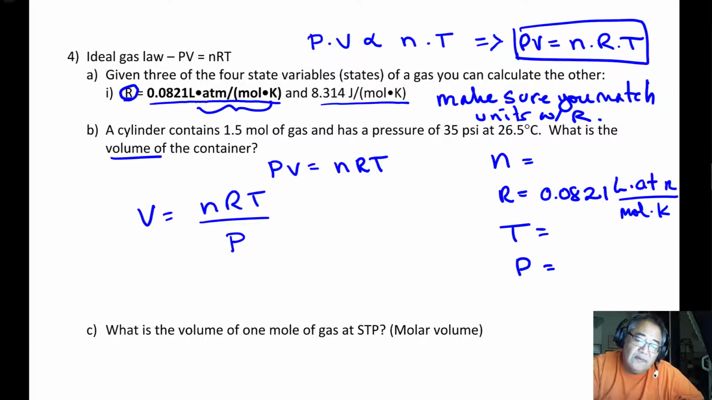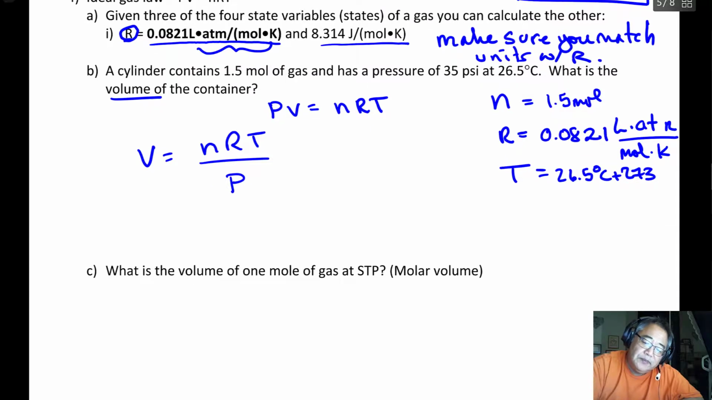So you notice it says 1.5 mole, so I'm good, 1.5 mole here. It says 26.5 degrees Celsius, but this says Kelvin, right? So that means I have to convert it over. So 26.5 degrees Celsius, and we always just add 273 to it, so that'll be my temperature. Let me move my pressure down just a little bit. That's going to be 299.5 Kelvin.